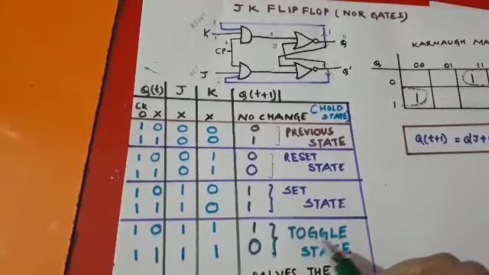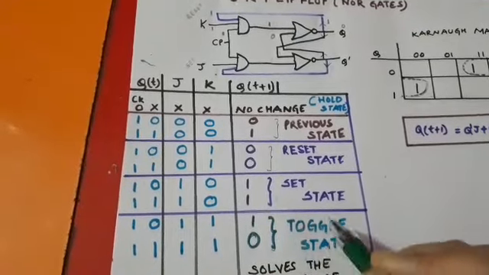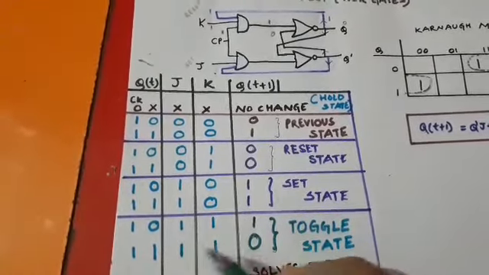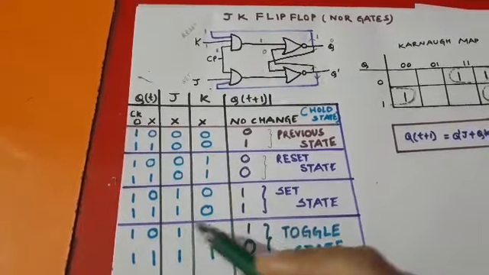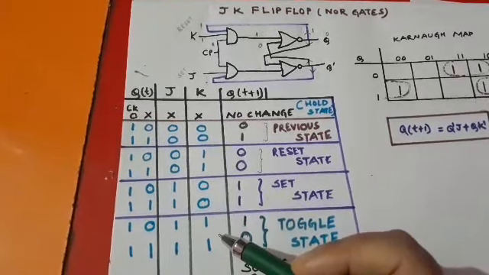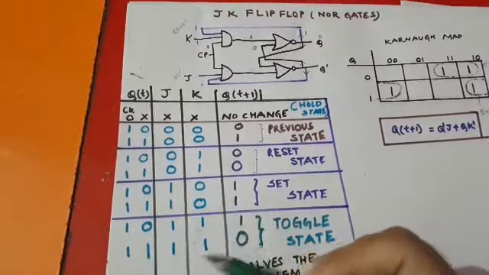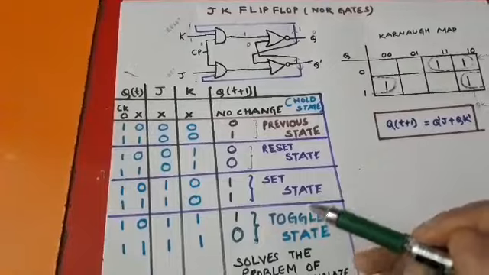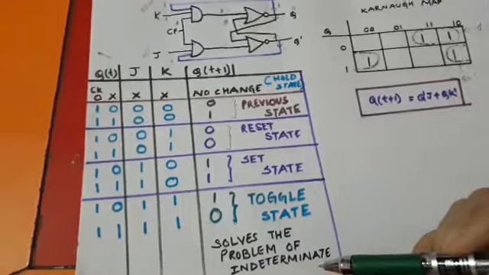Because it is changing state, we call it not reset or set, we call it the toggle state. That means changing the value. If you remember, this was the problem area, a combination that gave us trouble in our RS flip-flop. Whenever R and S were 1, 1, we got that invalid or indeterminate state. That problem is solved in the JK flip-flop, and we get these values, which are also called the toggle state. That's why I've written here, very important: it solves the problem of the indeterminate invalid state.